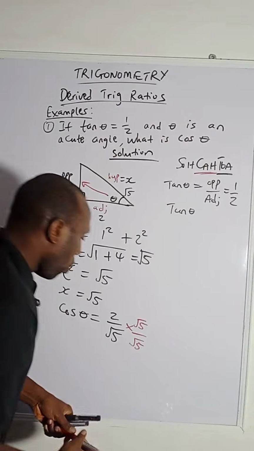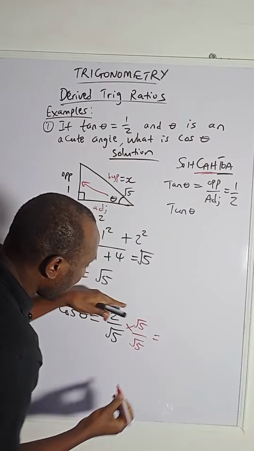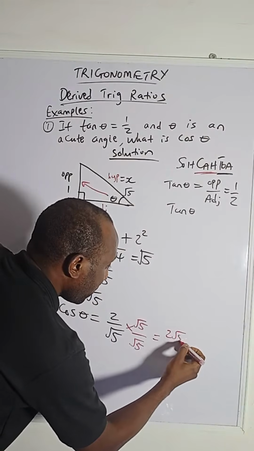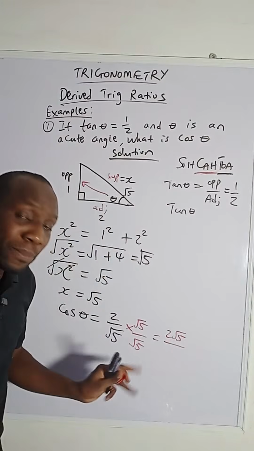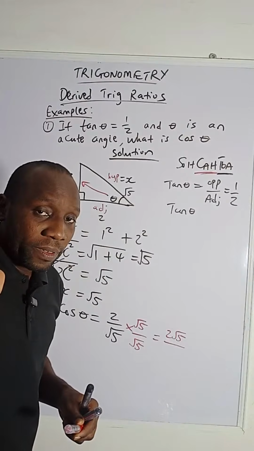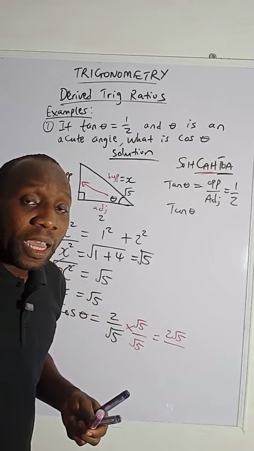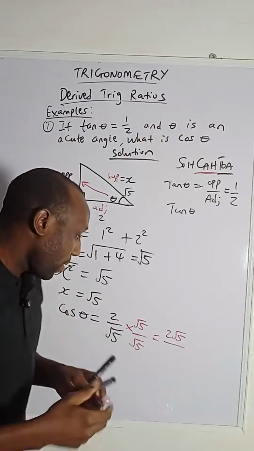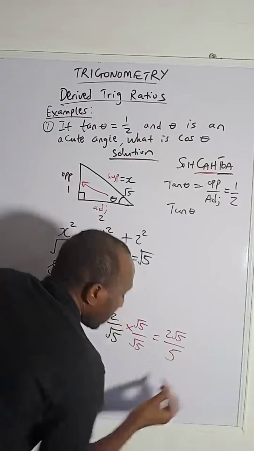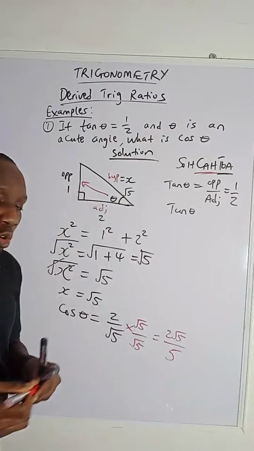So what I have is what? 2 times root 5 is 2 root 5. And then root 5 times root 5 is 5. Or you can say root 5 times root 5 is root 25, and root 25 is 5. So this is the answer: 2 root 5 over 5.